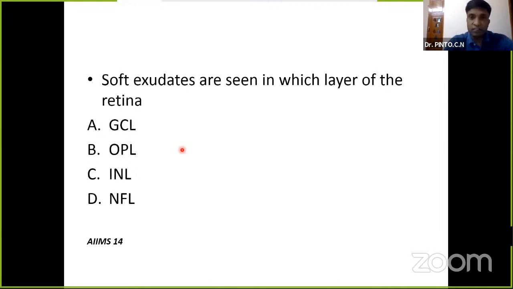Soft exudates are seen in which layer of the retina? Options are ganglionic cell layer, outer plexiform layer, inner nuclear layer, and nerve fiber layer. What is the answer? Anybody? This was covered in the previous class. Anybody? Students?